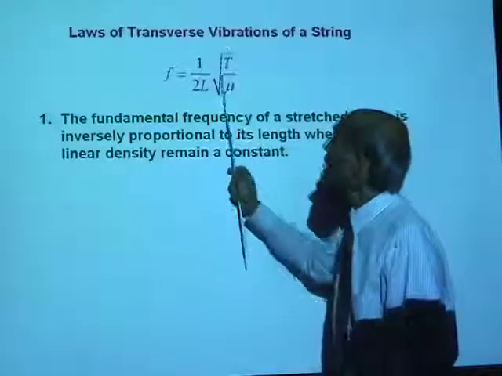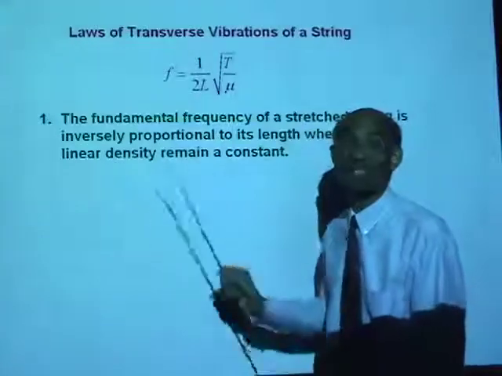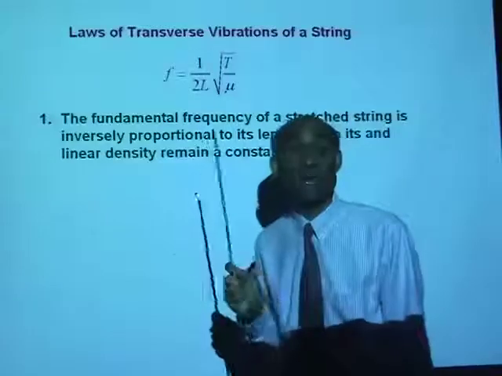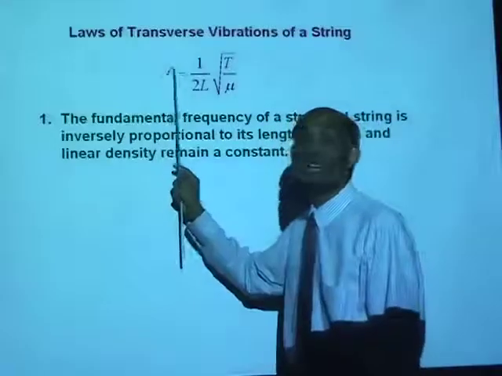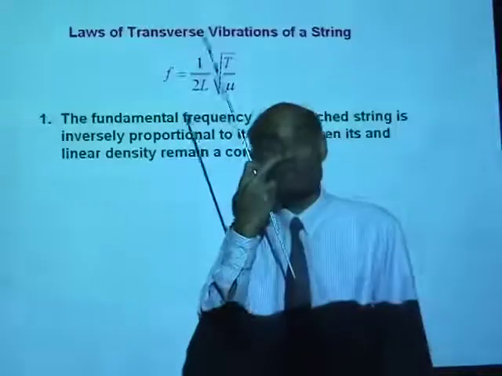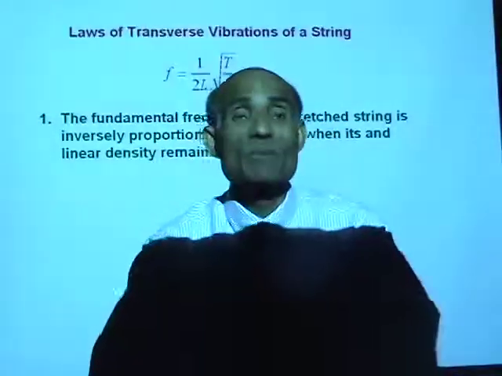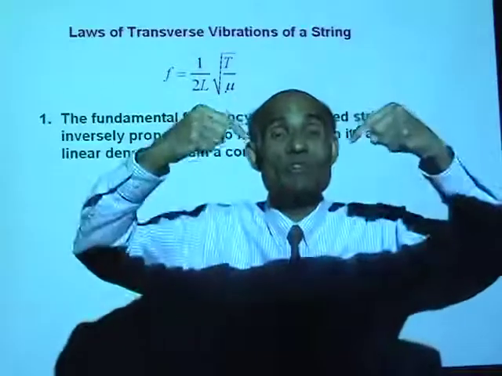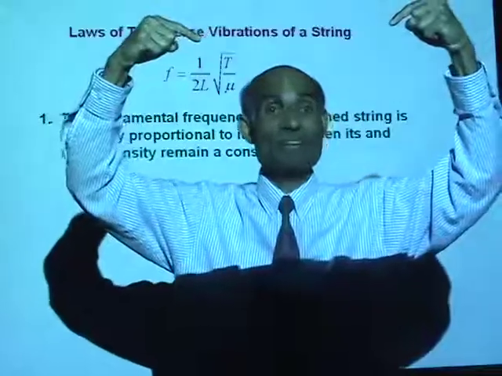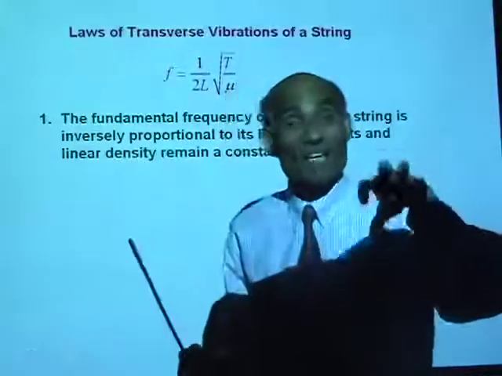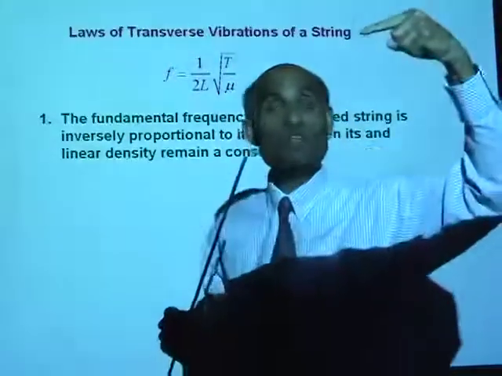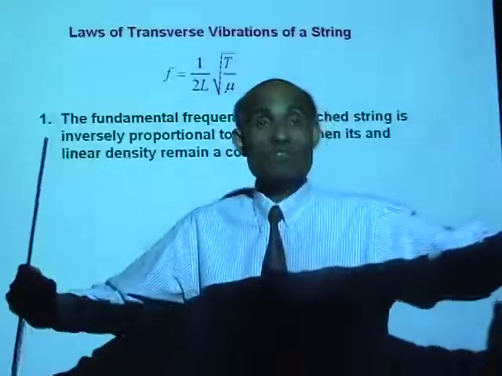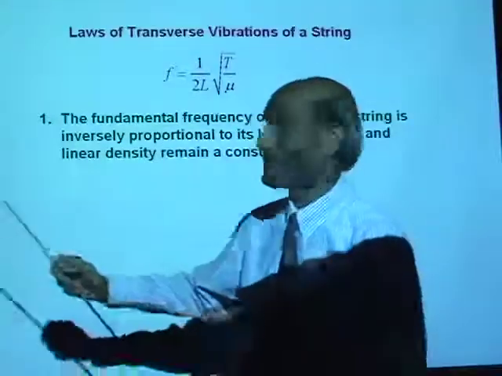If all these other quantities are kept constant, in other words, the tension and the mass per unit length are constant, then the frequency is inversely proportional to the length. It means as the length of the string becomes shorter and shorter, the frequency becomes higher and higher. Is that right? Yes. If you look inside your piano, the highest frequency is produced by the shortest wire, and the lowest frequency is produced by the longest wire.